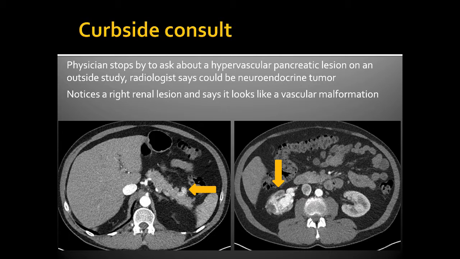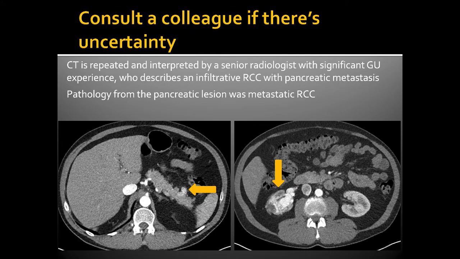He also notices a right renal lesion and says it looks like a vascular malformation, and that's in the image on the bottom right. The referring physician leaves. The CT is repeated and interpreted by a senior radiologist with significant GU experience, who describes an infiltrative RCC with pancreatic metastasis. Pathology from biopsy of the pancreatic lesion demonstrated metastatic RCC.